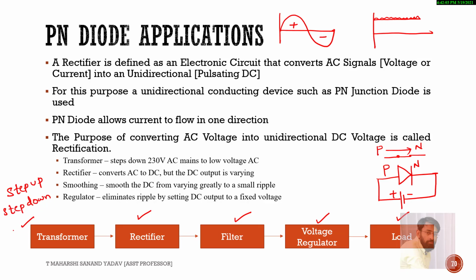Generally, the AC that we get is 230 volt and 50 hertz. Suppose we make use of a step down transformer, then this 230 volt will get reduced. Suppose you go for step up, then we get more than the input. Suppose we apply 250, we will get more than that as the output. And it also depends upon the turns ratio.